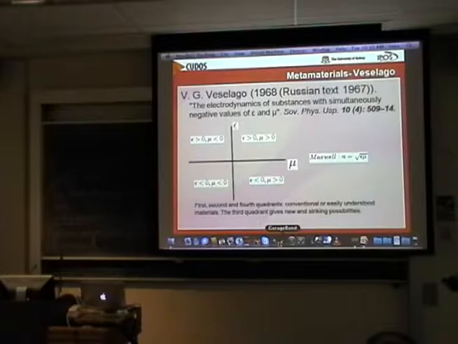I'll remind you that epsilon and mu are connected by Maxwell's relation with the refractive index, n equals square root of epsilon mu. At least that's the way it's always interpreted. I'll be coming back to that in a second. So the usual region of dielectrics is epsilon greater than naught, mu greater than naught.